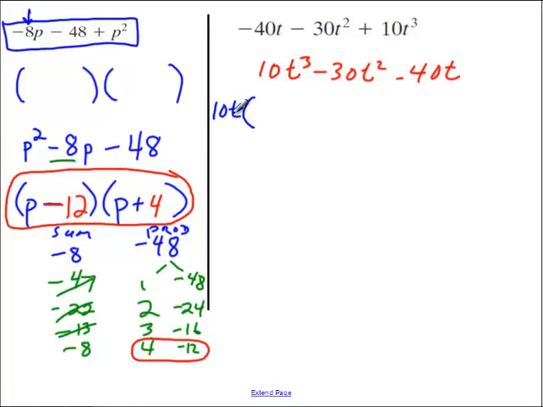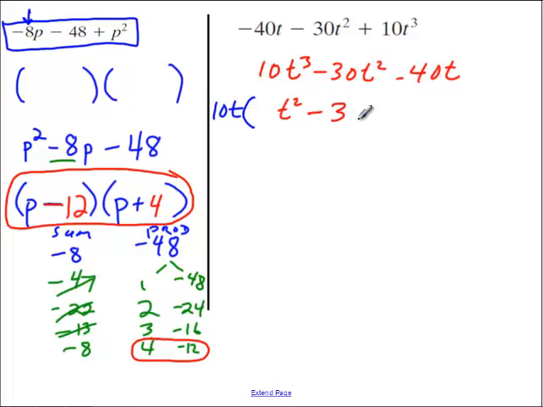10t cubed divided by 10t gives me just 1 t squared. Again, if we're looking at the exponents, t cubed divided by t to the first would be t to the 3 minus 1, which is t squared. All right, the next one is negative 30t squared divided by 10t gives me a negative 30 divided by 10 is 3.